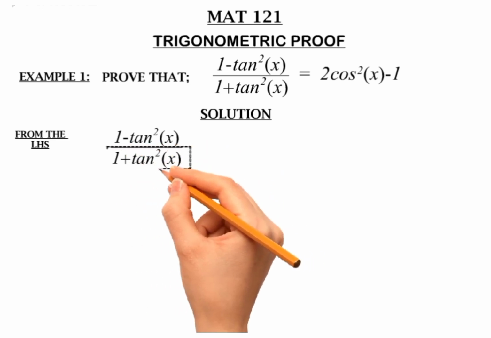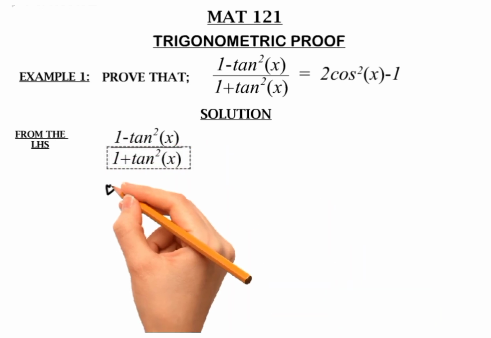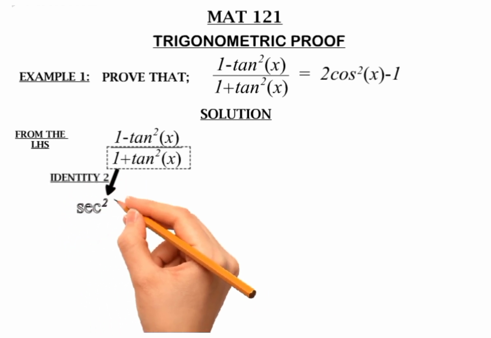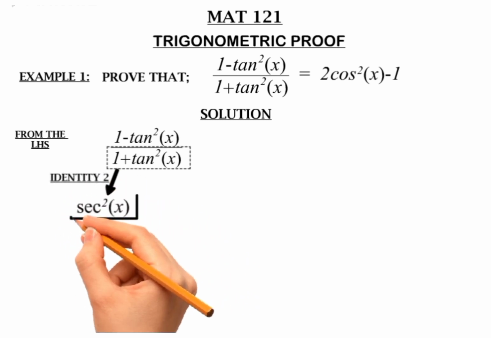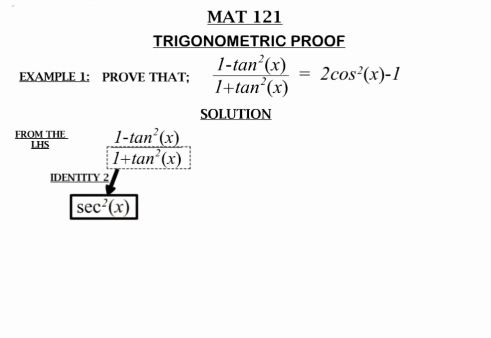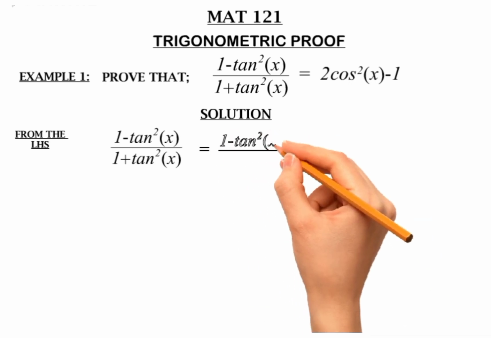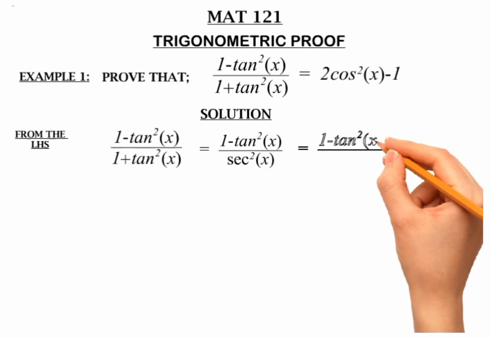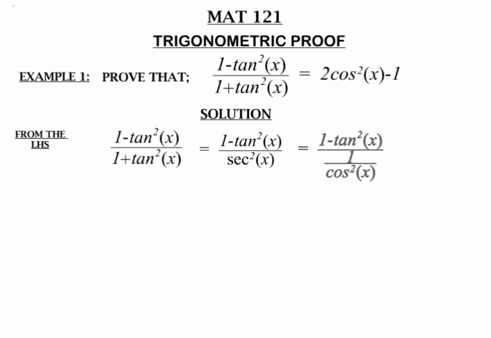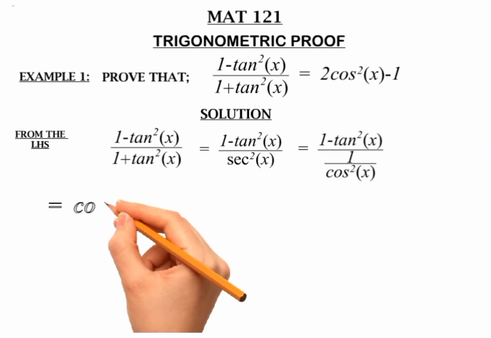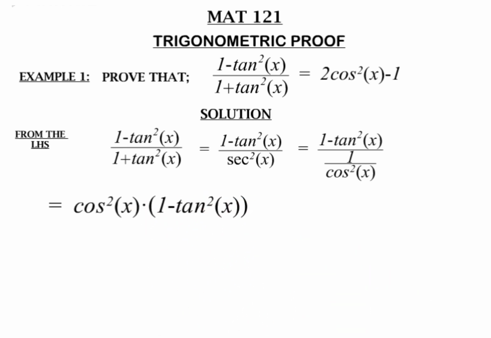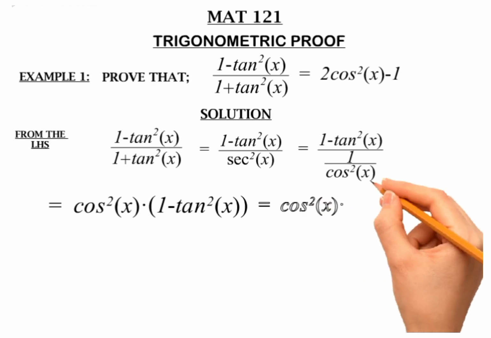From the second identity, we know that 1 plus tan square theta can be written in terms of sec square theta, so we substitute it and perform all necessary simplification. Along the line of solution, don't forget that sec square theta is 1 over cos square theta. Perform the conversion and simplify. Since the right-hand side is in the form of cosine, then modify the result we have.